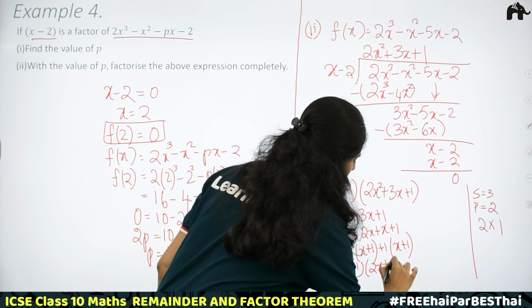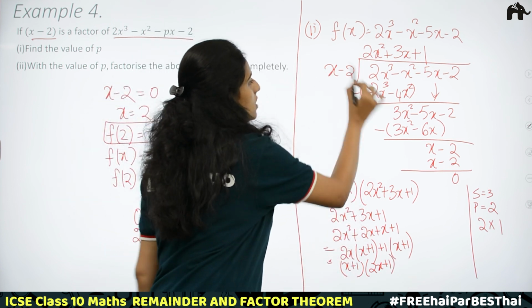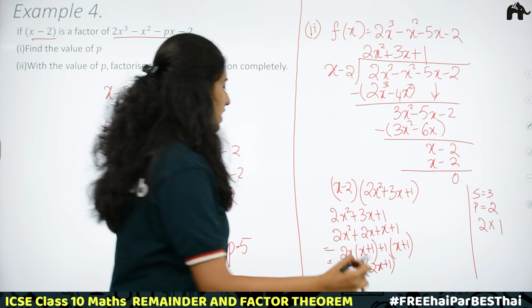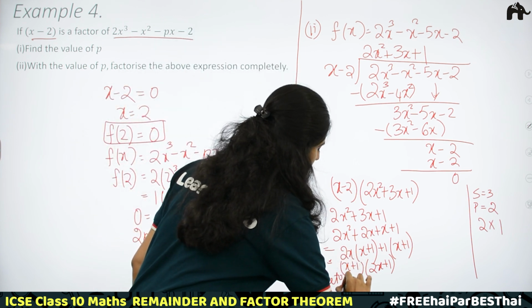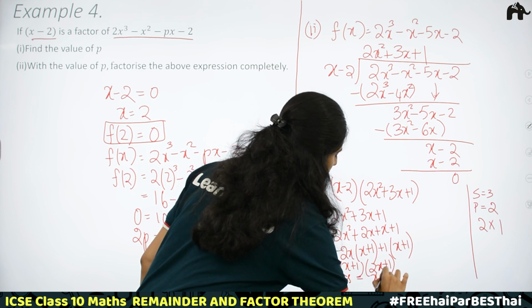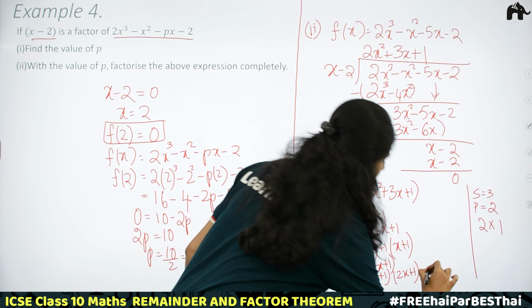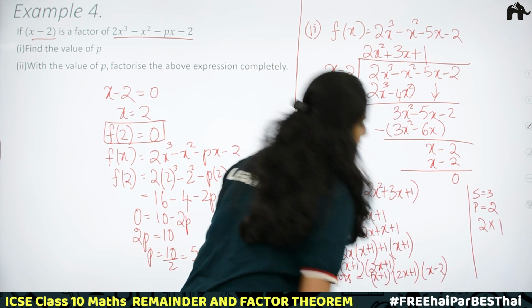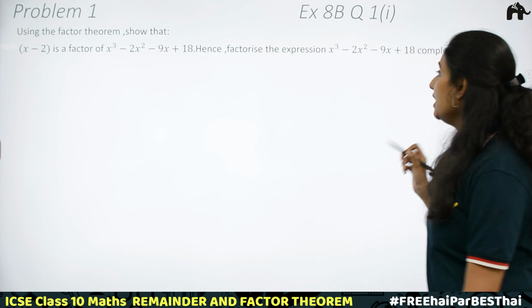2x plus 1. We already have another factor, that is x minus 2, which was given in the question. So the three factors are x plus 1, 2x plus 1 and x minus 2. Clear? Now let us solve more questions from exercise 8b.